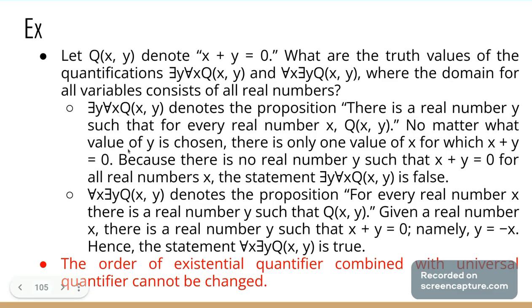Is that true? That is not true. Every real number has got an additive inverse, but there is no one additive inverse for all real numbers. So this statement is false. Whereas the second statement, for every real number, there is an additive inverse, is true. So now we can see that if I change the order of an existential quantifier which is combined with a universal quantifier, then they are not equivalent statements. The answer is not going to have the same truth value. So I cannot change the order when we have two different quantifiers.